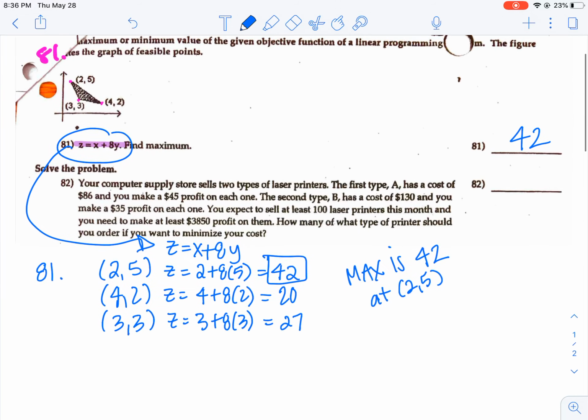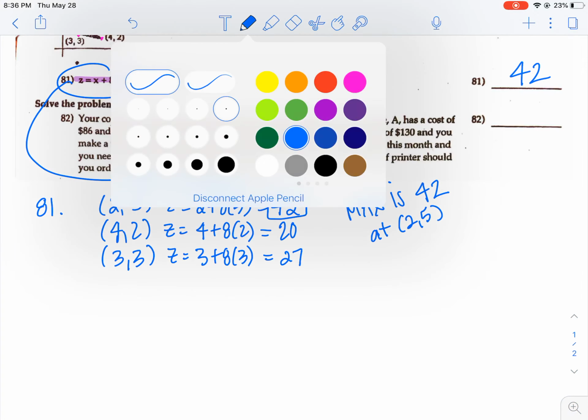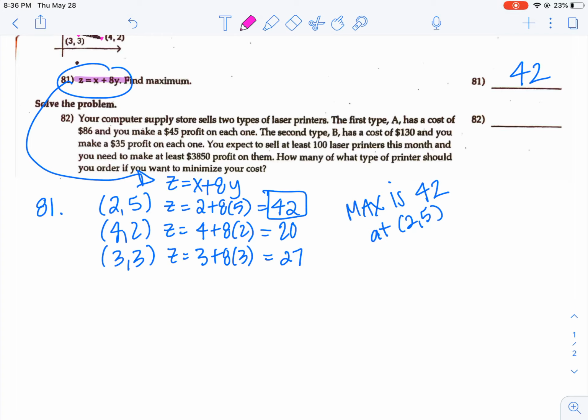Okay, 82 is a similar question, but we're going to have to build it ourselves and create our equations. So you want to read through. The first thing you're going to do is look for the word maximize or minimize. Okay, so let's read it. Your computer supply store sells 2 different types of laser printers. First, type A has a cost of $86 and a $45 profit.